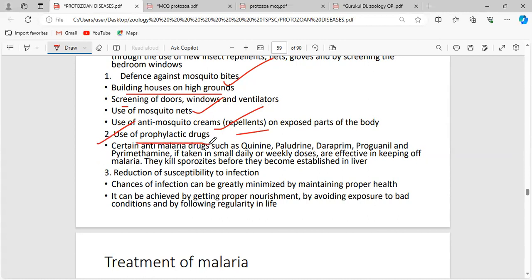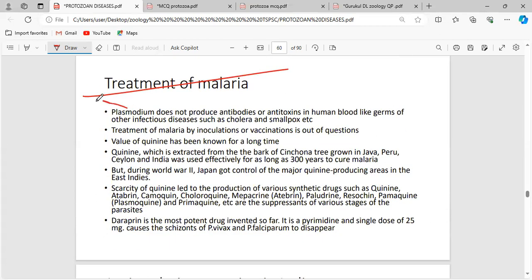And prophylactic drugs, what are the drugs? Quinine, paludrine, daraprim. Yes, I explained this yesterday itself. And you have to read what the drugs are and how we can reduce the susceptibility to the infection by avoiding exposure to bad conditions. Whenever we are going to a place where the mosquito population will be high, we have to take some precautions, take some safe equipment with us, and then reach that place. Quinine is the main one. There is a list of drugs, and you have to read that list of drugs.